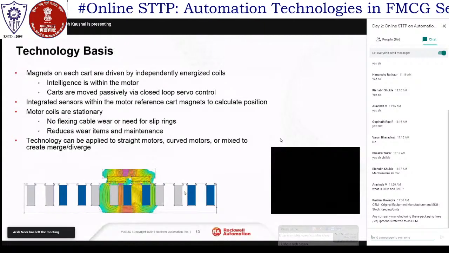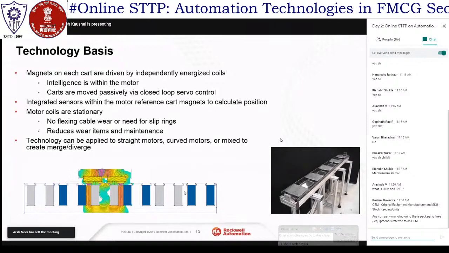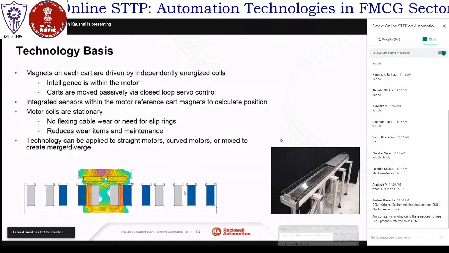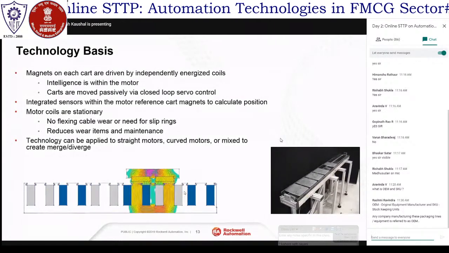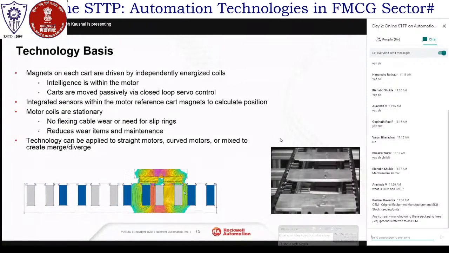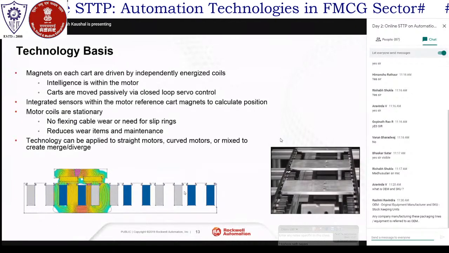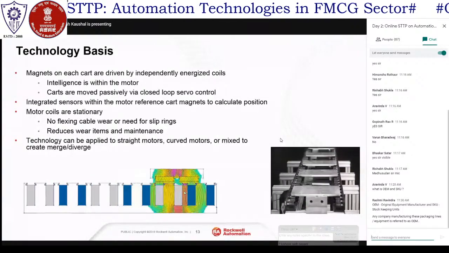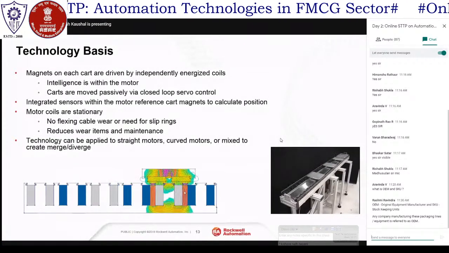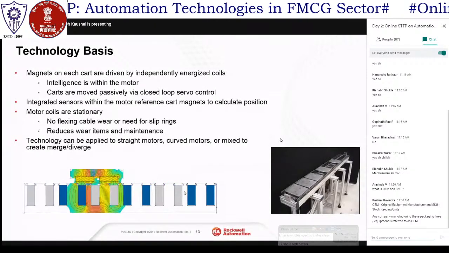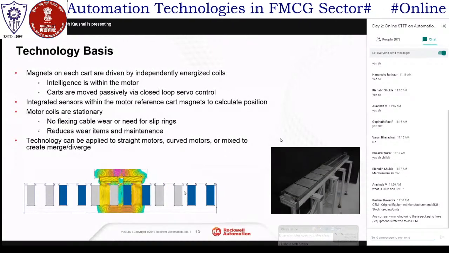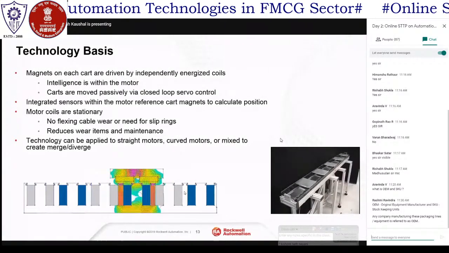So the movers are basically passive components, and there is no need for any cables that are moving along with the movers. So carts move passively, and the loop is completed by the motors itself. Integrated sensors within the motor provide you inherent track and trace capabilities. So you know where a particular mover is with respect to a moving system, and thus you could reduce a lot of external sensors and identifications that you need to put on such carts. Right? Since the motor coils are stationary, there's no flex cable requirement.